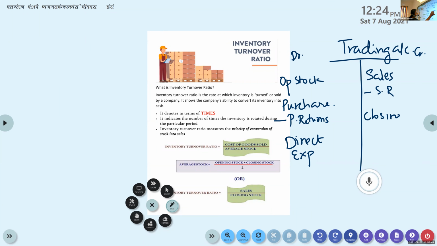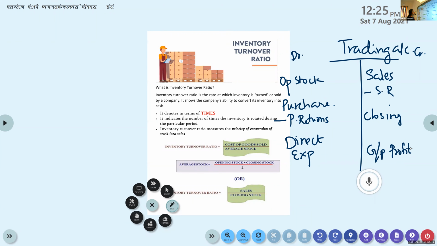Now what we get as the result? If it is gross profit, it will come over here. Am I right? So this is how your trading account looks. So how to find cost of goods sold? We can find out cost of goods sold either from the items on the debit side, or based on the items on the credit side.